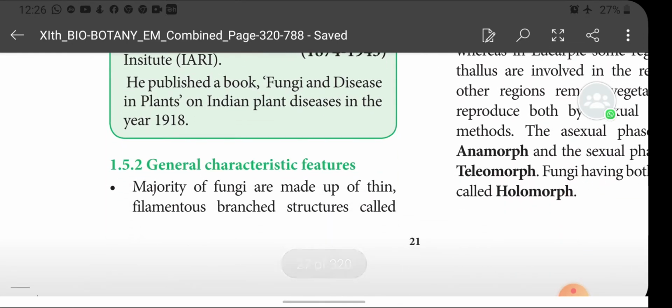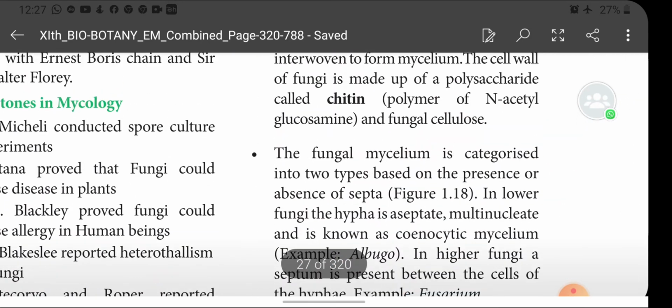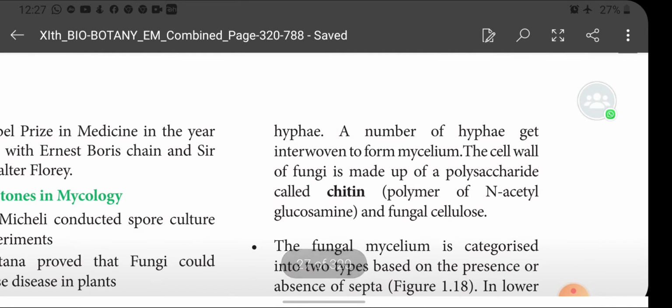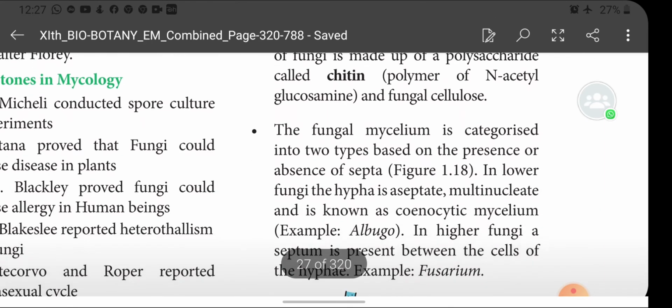Okay, let's see the general characteristic features of fungi. The majority of fungi are made up of thin filamentous branched structures, and these branched structures are called hyphae. A number of hyphae get interwoven to form a mycelium. About the structure, it possesses thin filamentous and branched hyphae, and many hyphae interwoven form a mycelium. It possesses a cell wall, and the cell wall of fungi is made up of the polysaccharide chitin and fungal cellulose.